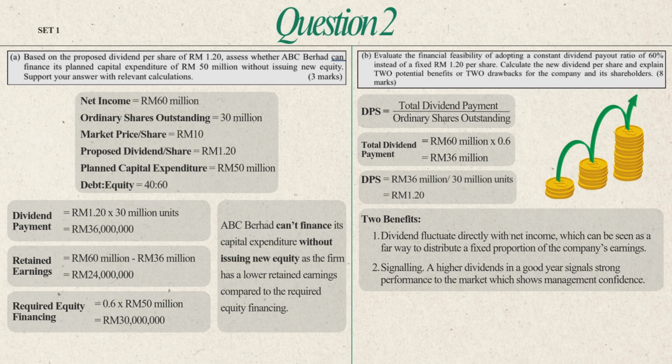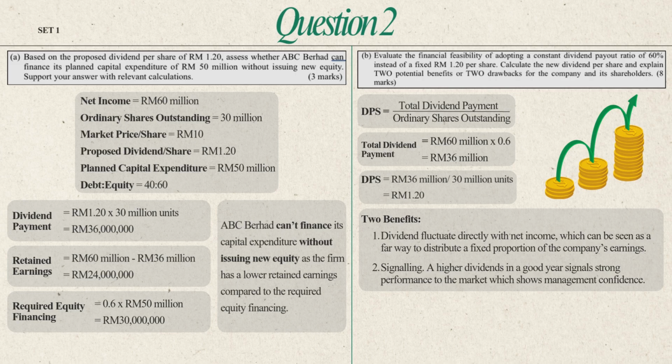So ABC Berhad is proposing a dividend per share of 1 ringgit 20 cent. We multiply this by the 30 million outstanding shares. The total dividend payment comes to 36 million ringgit. Next, we need to know how much retained earnings are available after the company pays the dividend of 36 million ringgit. We minus the dividend payment of 36 million from the net income of 60 million. After subtracting, the company is only left with 24 million ringgit in retained earnings.